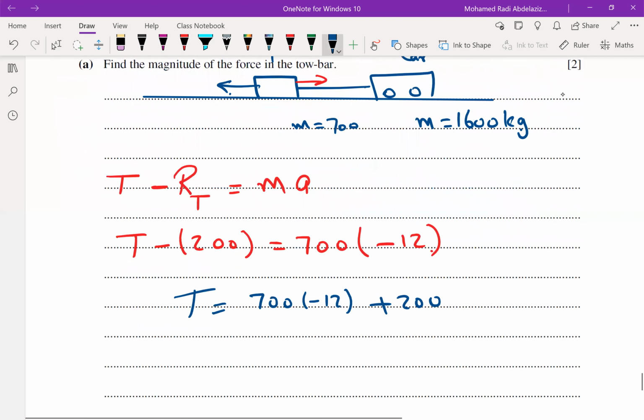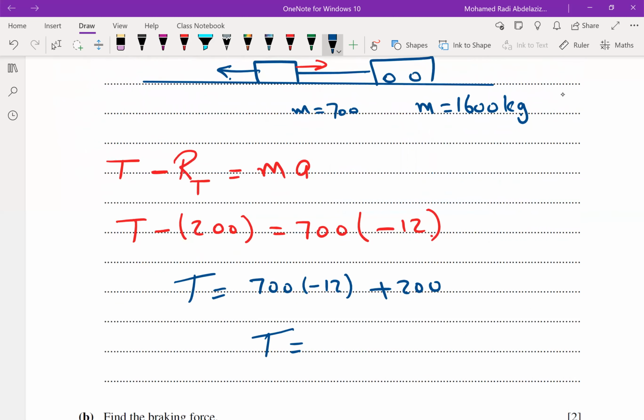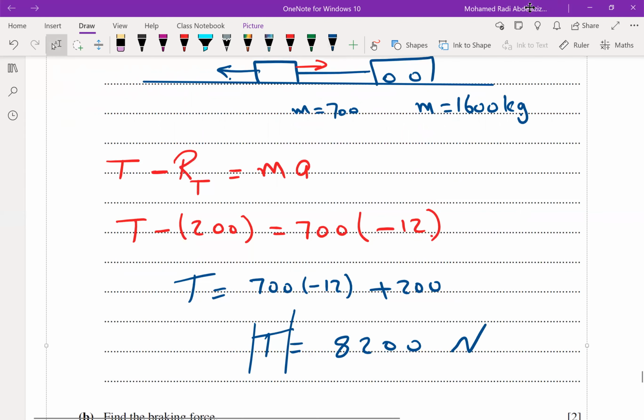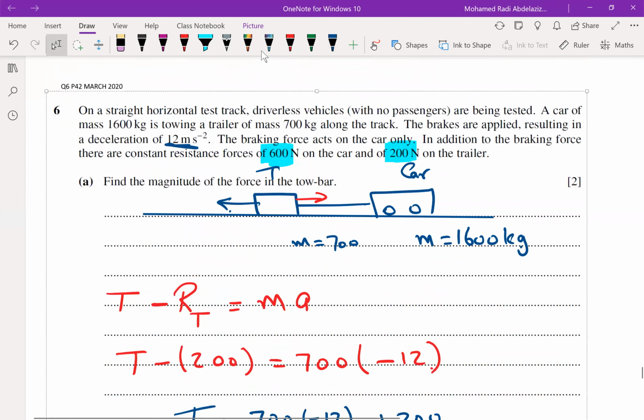Calculate the value, but I need only the magnitude. So it's a direction. Now it's clear it will be negative. So 700 times negative 12 plus 200. So the answer will be negative 8200. It's negative, but I need only the magnitude, which is 8200 Newton. This is part A.